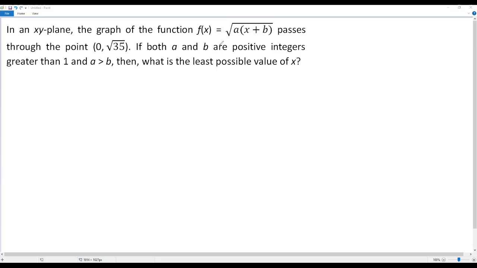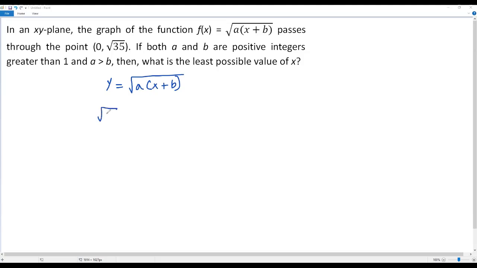Okay, from the given information, we have to find the least possible value of x in the given function f of x. When we have the graph of a function f of x in an xy plane, this f of x represents the y coordinate, that is the y value. So we can replace f of x by y, then the given function becomes y equals the square root of a times x plus b. And the question says the graph of this function passes through the point 0, square root of 35. Since the graph passes through this point, we can plug in the x coordinate 0 for x and the y coordinate square root of 35 for y.